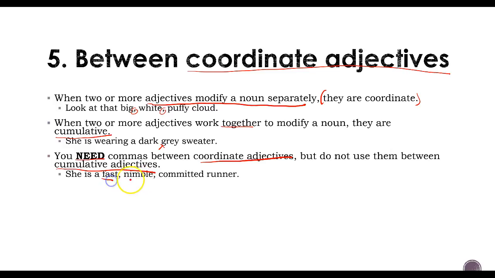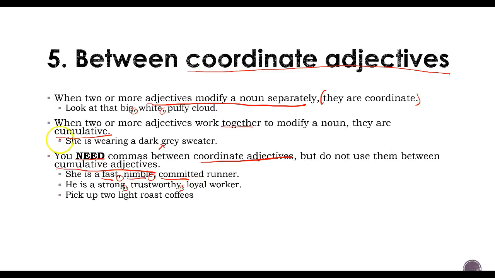She is a fast, nimble, committed runner. Each of these is describing the runner independently. Fast, nimble, committed. So we put commas between each of them. Fast, nimble, committed runner. He is a strong, trustworthy, loyal worker. So each of these is describing the worker independently. Strong, trustworthy, and loyal. So we put the commas in between.